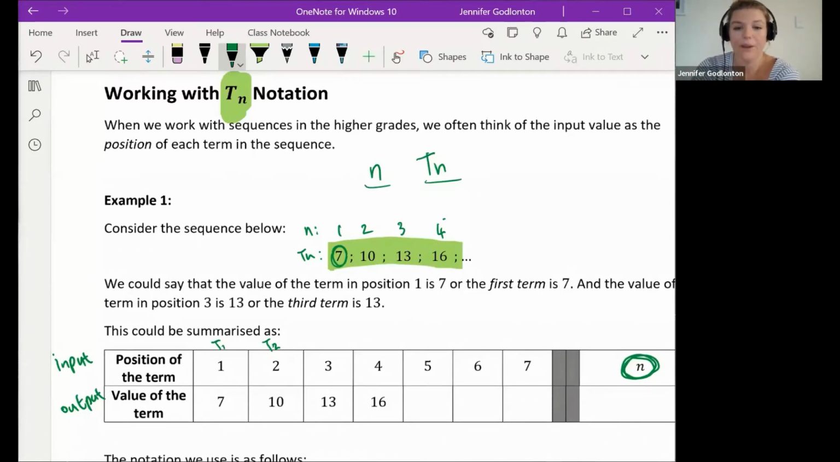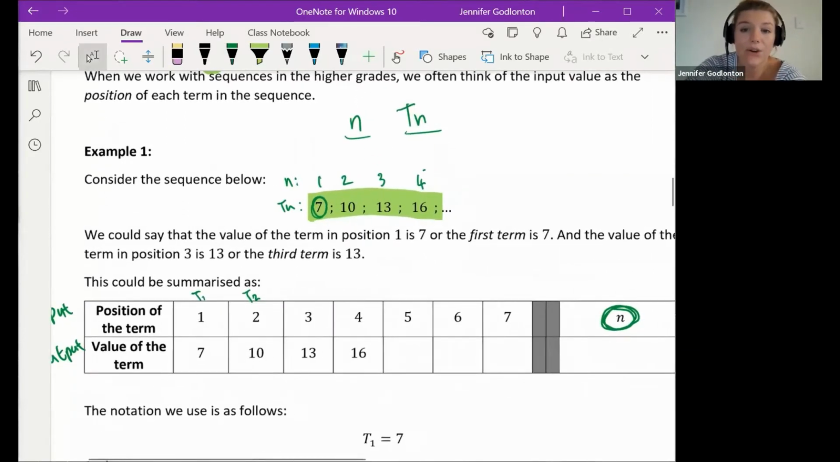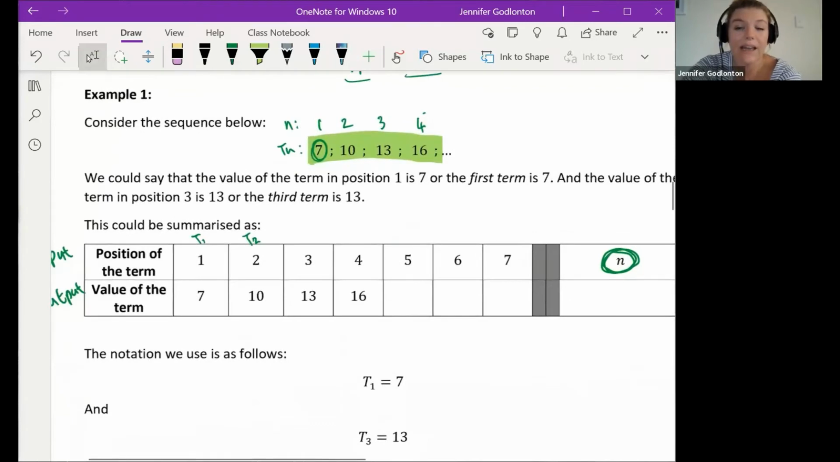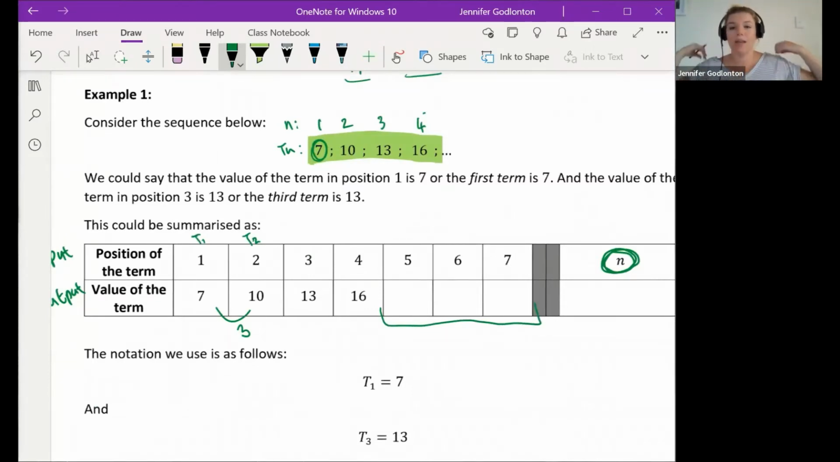Okay. All right. So let's try and have a look at the rest of this. We already know that our constant difference here is 3. Okay, so what are my next 3 numbers over here? What are my outputs when my inputs are 5, 6, and 7? 19. 22, 25. Good, good. Okay.